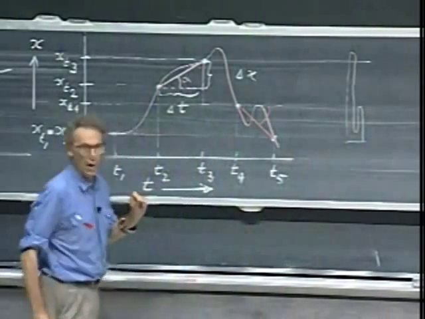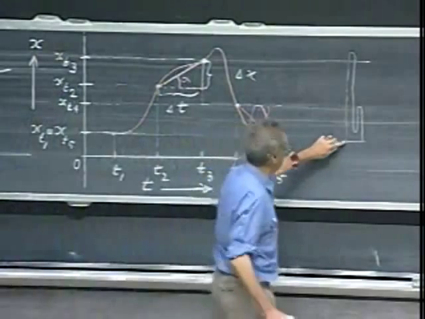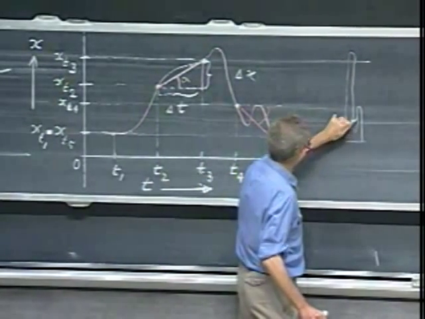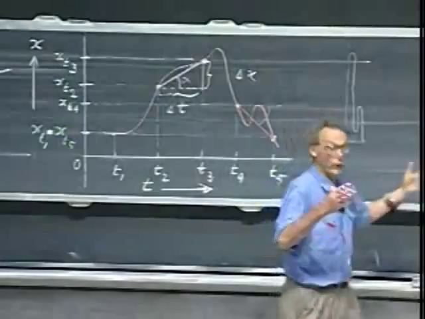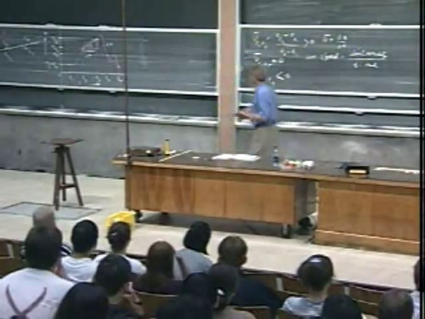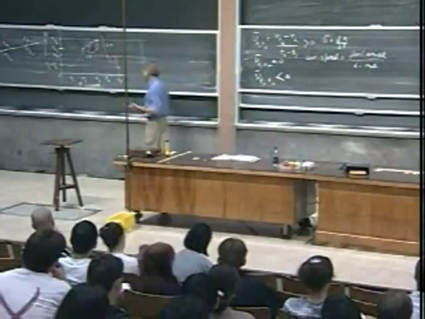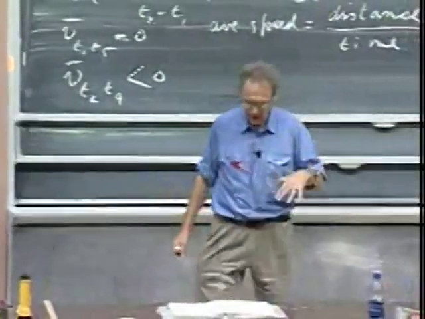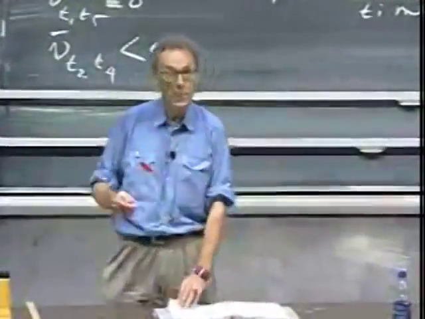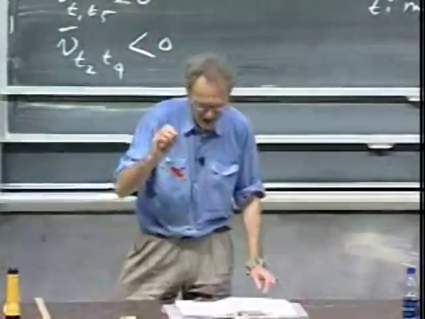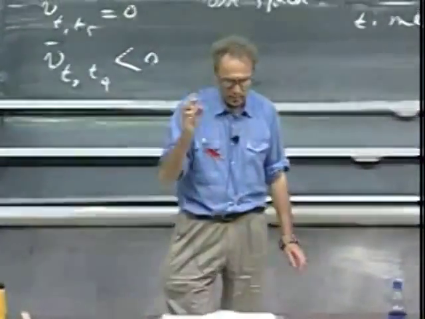And in order to find the average speed, you would now have to know exactly what this distance is, add up this distance, add up this distance, and this distance. And if that distance altogether were, for instance, 300 meters, and if the time between t1 and t5 were 3 seconds, then the average speed would be 300 meters divided by 3 seconds. That would be 100 meters per second. So the average speed would be 100 meters per second, yet the average velocity would be 0.